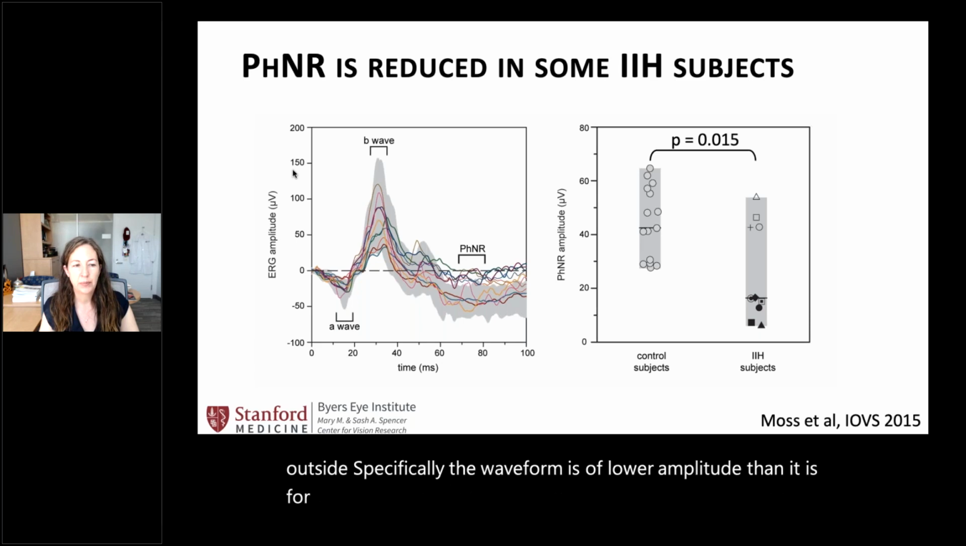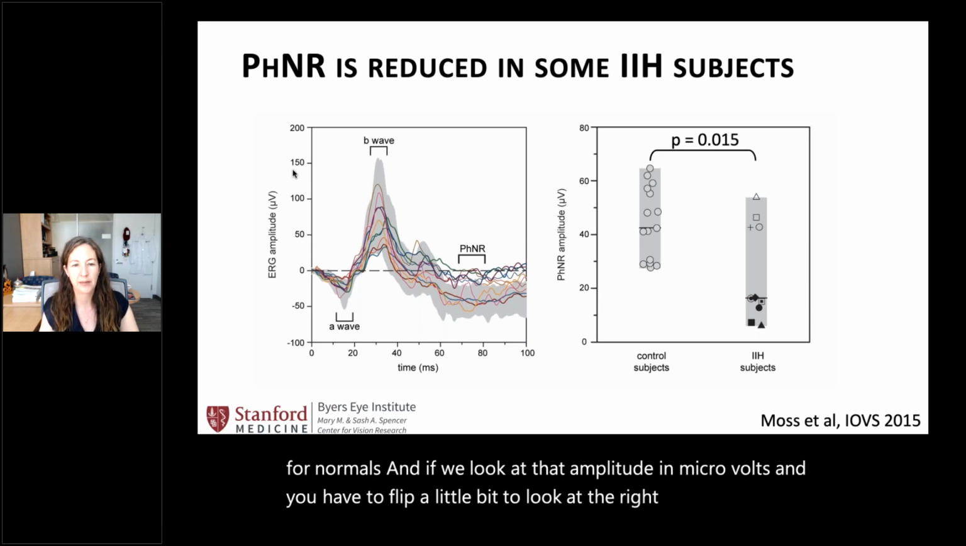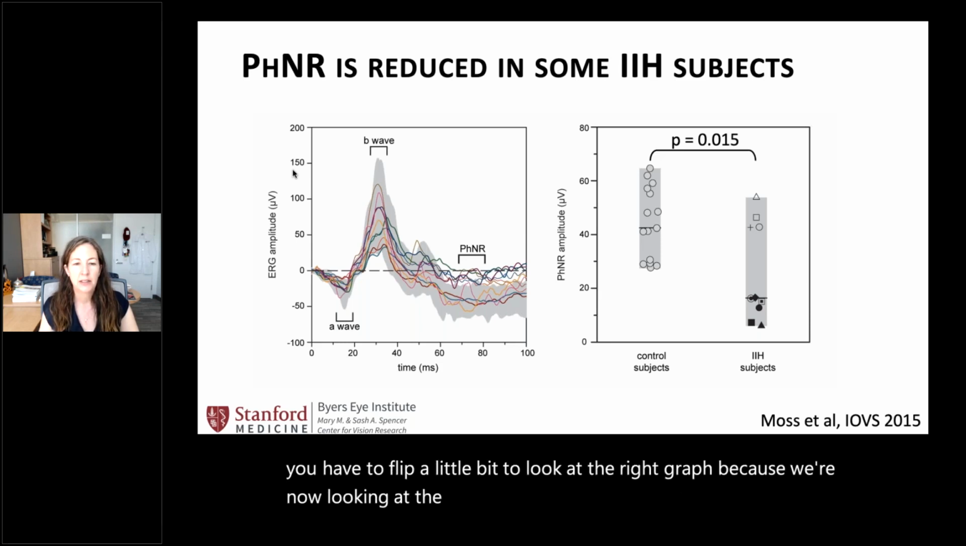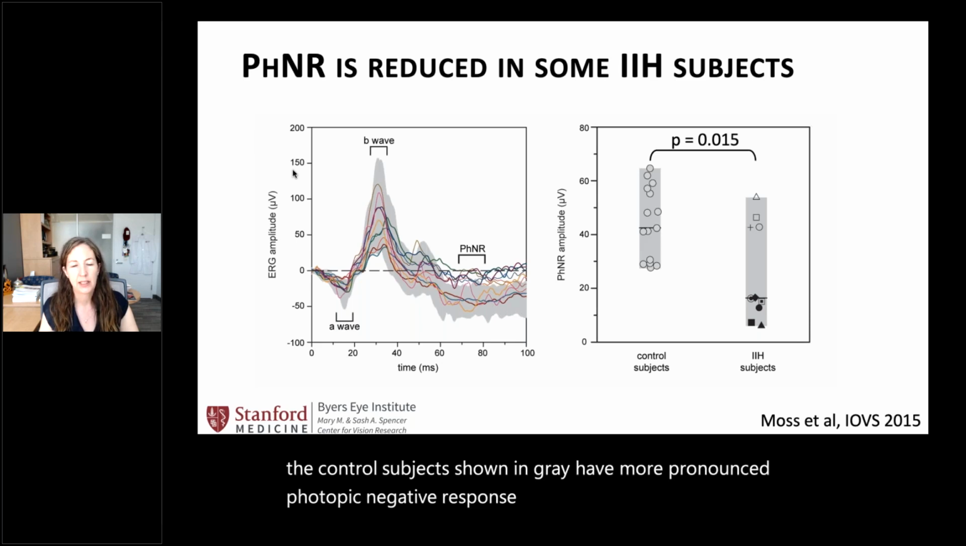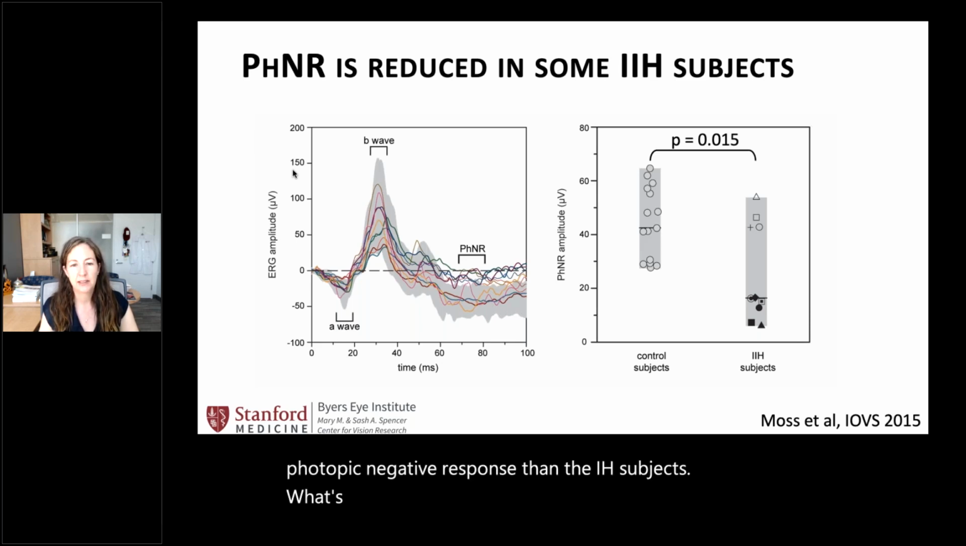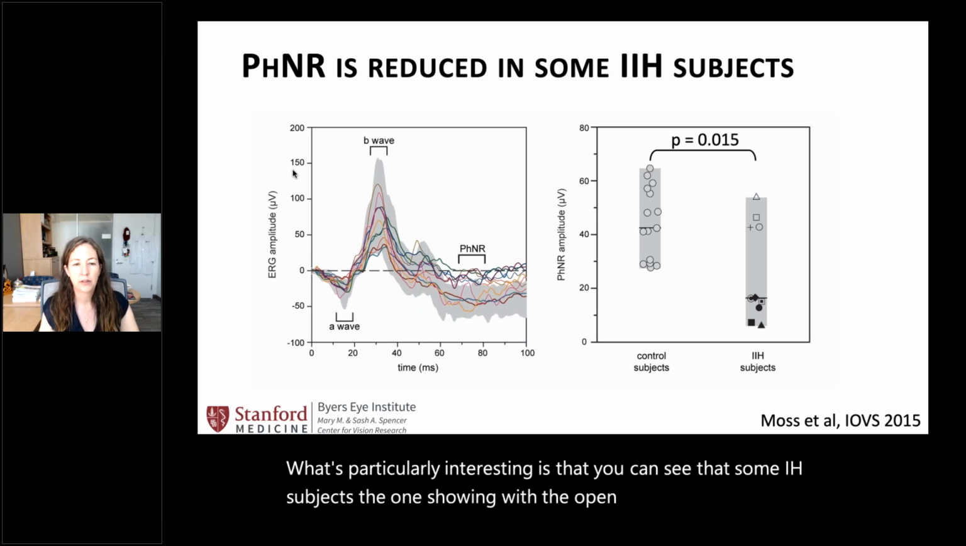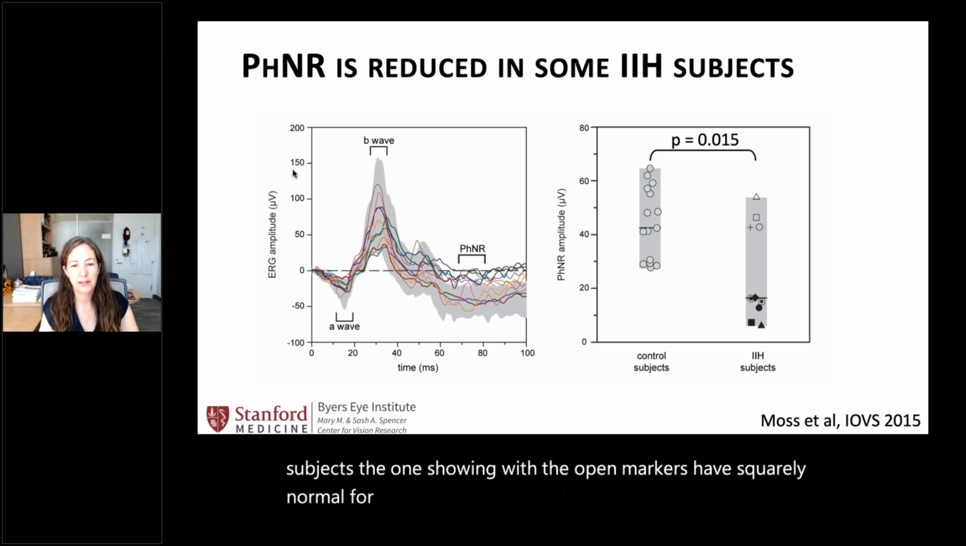And if we look at that amplitude in microvolts, and you have to flip a little bit to look at the right graph because we're now looking at the absolute amplitude from 0, you can see that the control subjects shown in gray have more pronounced photopic negative response than the IIH subjects. What's particularly interesting is that you can see that some IIH subjects, the ones shown with the open markers, have squarely normal photopic negative responses, but then there's a bunch of them, as shown in the dark markers, that have below normal responses. And it was interesting to me how those groups might be different.